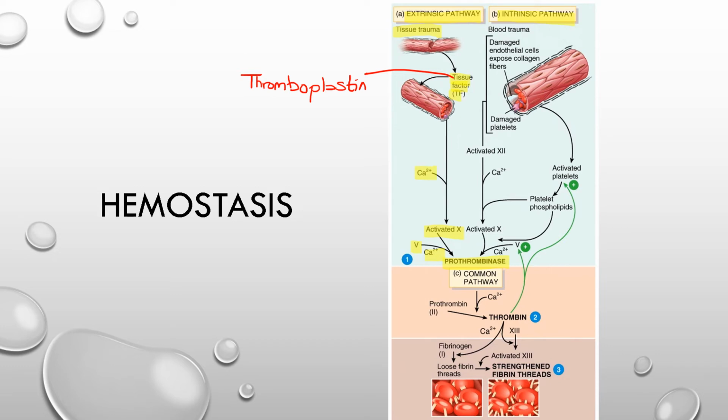So in the intrinsic pathway, contact with collagen fibers on the interior of the blood vessel is going to activate clotting factor 12. This begins a sequence of reactions that eventually activates clotting factor 10 down here. Platelets, platelet phospholipids, and calcium will also participate in the activation.